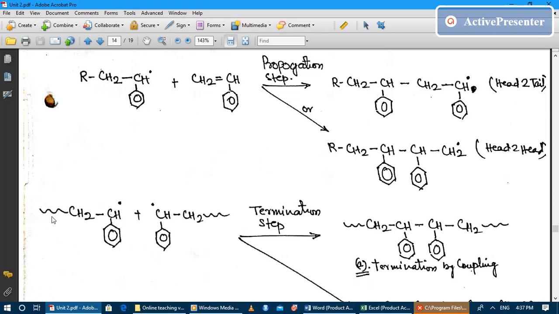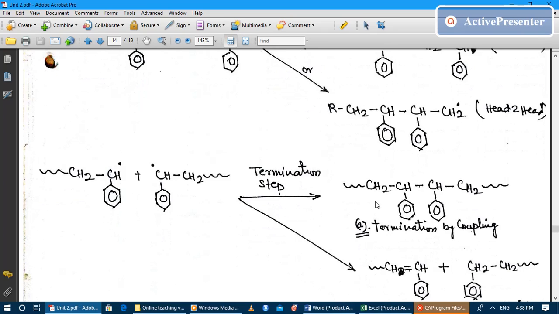In termination step, two growing polymer chains, let's say this is my first growing polymer chain which is having one free radical site, and this is another growing polymer chain, the free radical site is also present here. Now these two free radical sites, or you can say the lone electrons, may combine to form the bond between these two carbon.